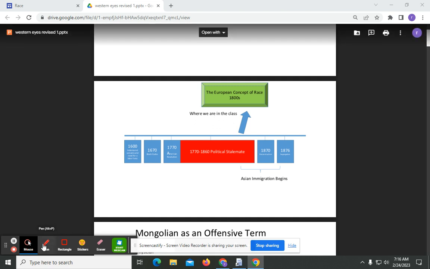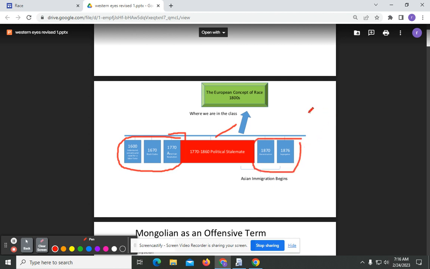For the most part, here's where we are at with the race section. We finished looking at slavery as well as the African American experience, the political stalemate that leads to the Civil War, and now we are starting to look at Asian migration. We're going to first be looking at the Chinese and how the United States needed to build the Transcontinental Railroad, which linked the East to the West Coast. And in order to achieve this goal, they attracted labor from China, and that's where our focus is going to be present at.